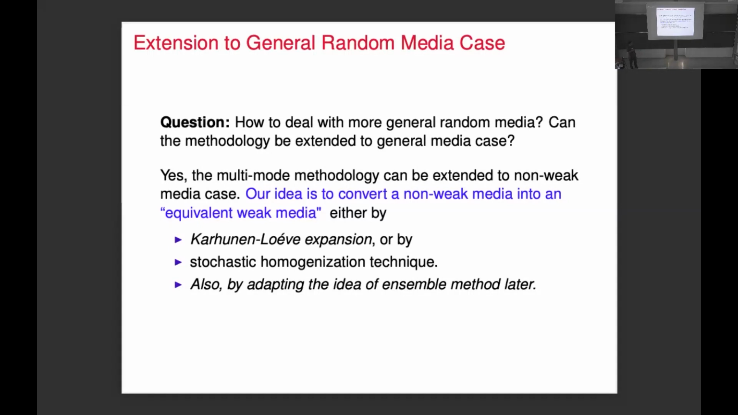In a simple case, you can do this Karhunen-Loeve expansion. In some cases, I'll show you an example later, you can do the KL expansion to convert your media coefficient into the weak media coefficient. The other, more sophisticated one is using techniques borrowed from stochastic homogenization. That is more involved. We will not talk about this one. Actually, we also did a backward one, which I will mention later, using this technique for backward solving the stochastic homogenization problem. The other idea is adapting the ensemble method, which we introduce later.